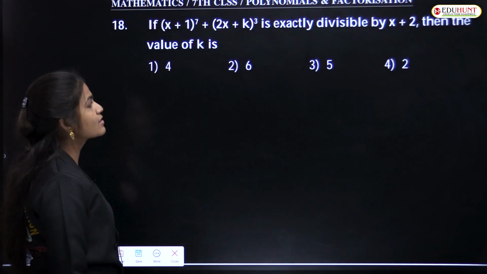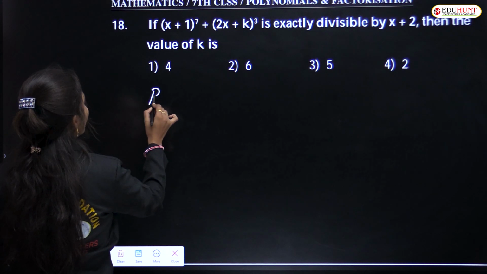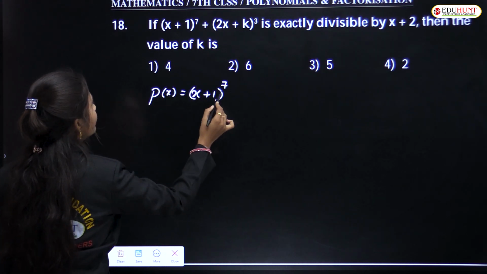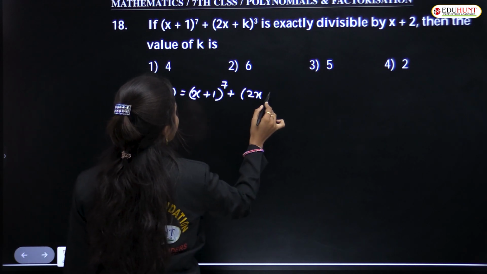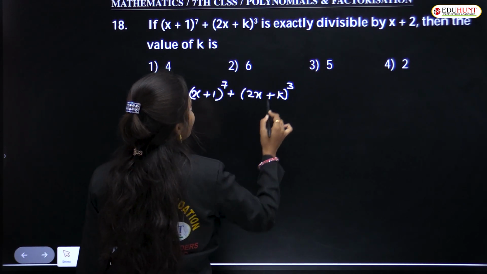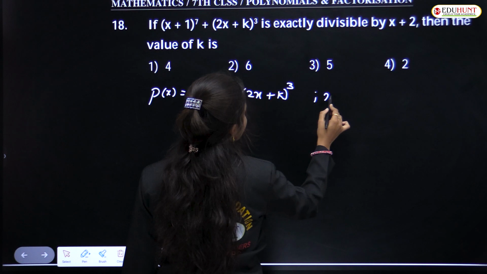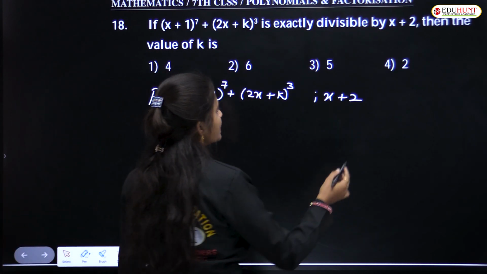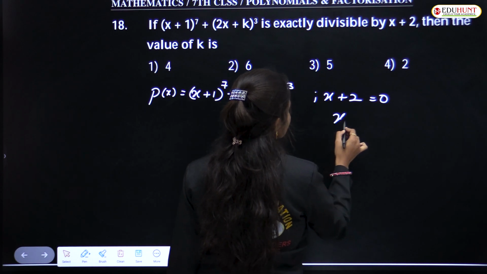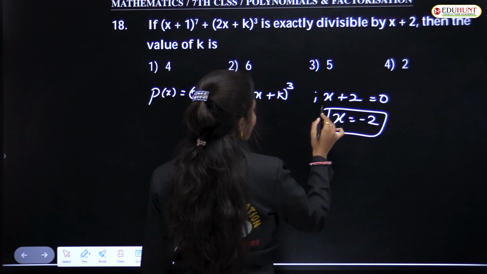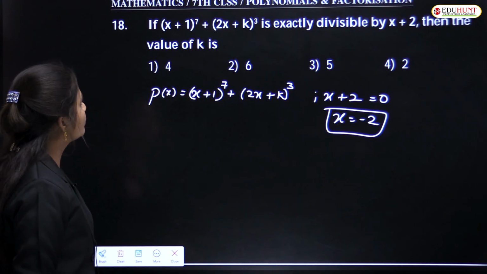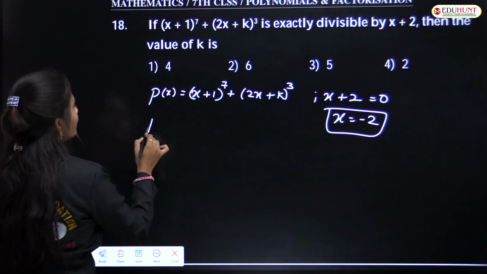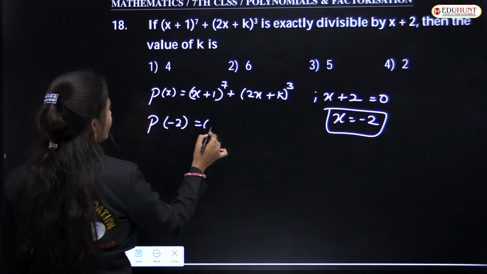So let us see the next question. They gave that p of x equals (x plus 1) whole power 7 plus (2x plus k) whole cube is exactly divisible by x plus 2. Then the value of k is? So x plus 2 equals 0, so x equals minus 2. What they are saying is that it is exactly divisible by x plus 2. So they gave that p of minus 2 equals 0 only, no?